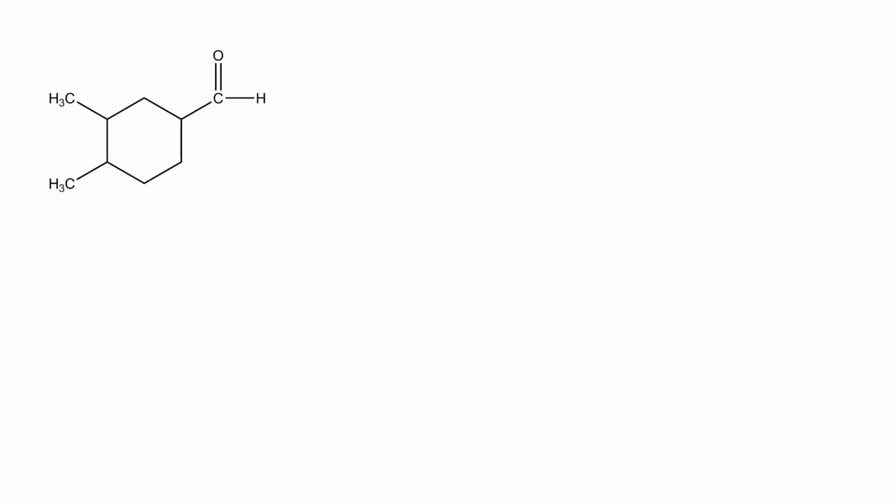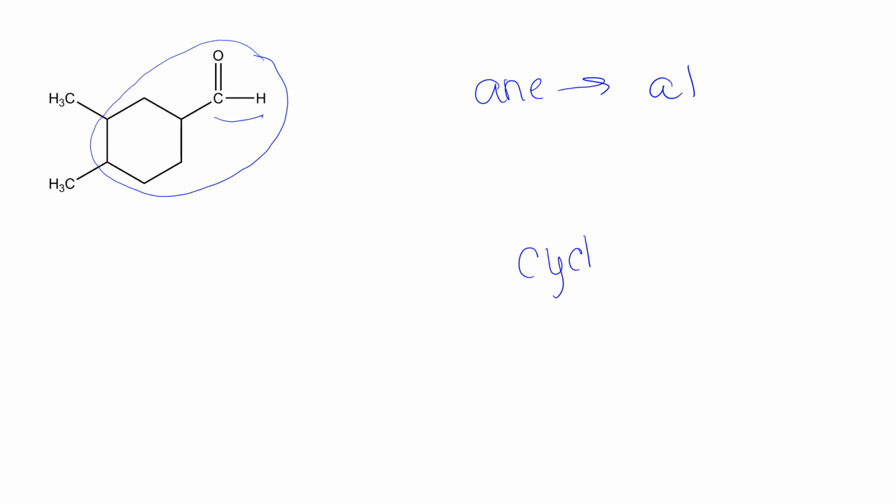All right, first thing we want to do is identify our functional groups and figure out what our parent chain is. So right here I see we have an aldehyde attached to a cyclic, and that is cyclohexane. And remember that we take our ANE ending and we change it to AL. So this parent chain becomes cyclohexanal, and now I need to deal with my functional groups. So I have 2 methyl groups coming off of the chain as well.